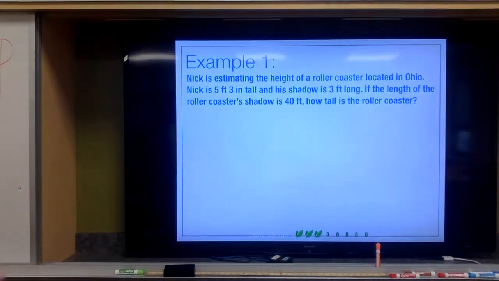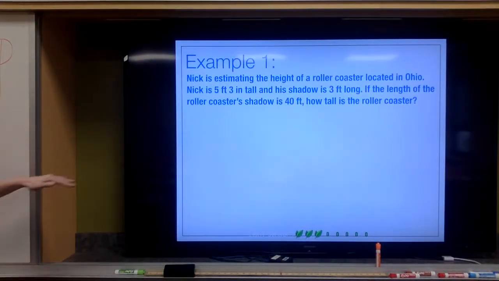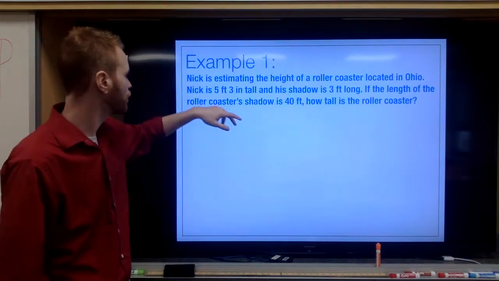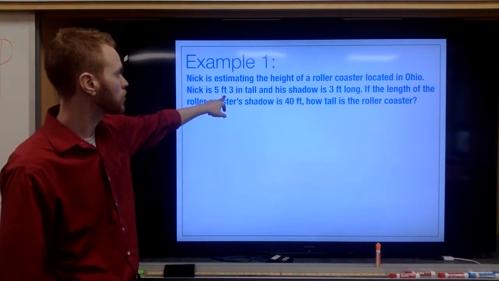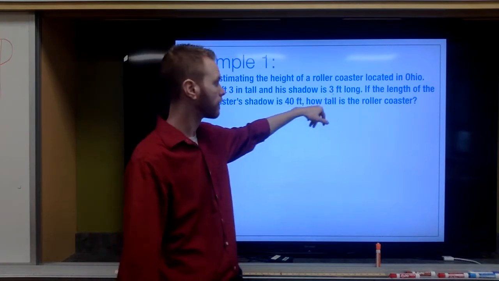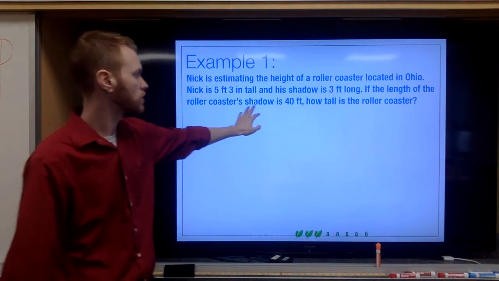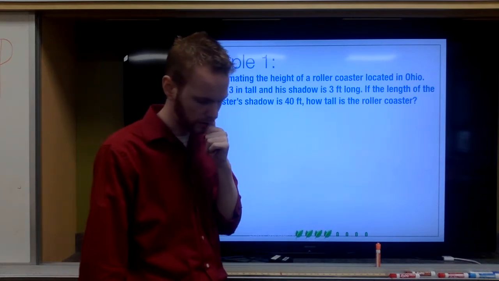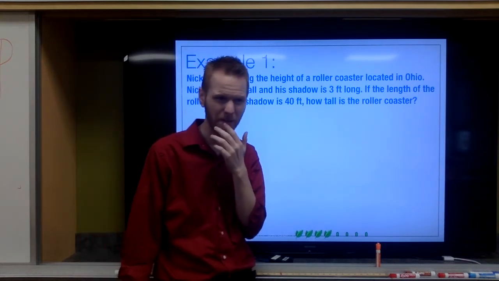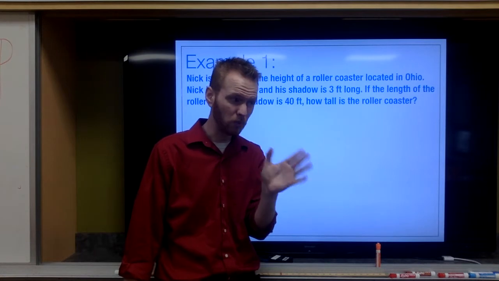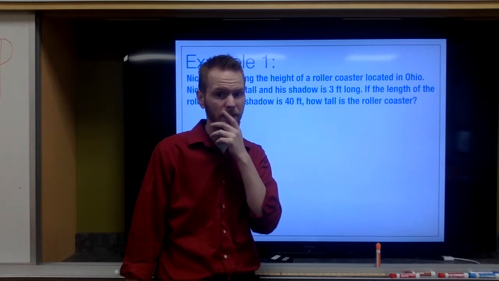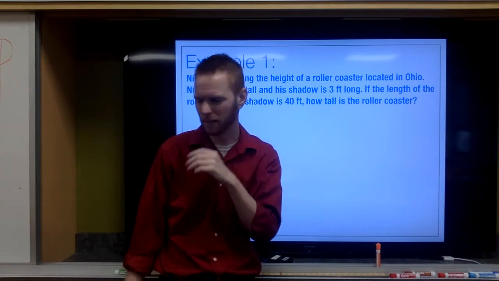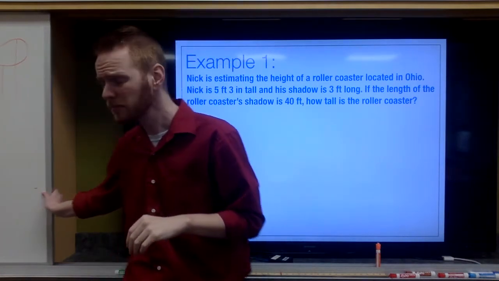All right. So example 1, we have here, Nick is estimating the height of a roller coaster located in Ohio. Nick is 5 feet 3 inches tall. His shadow is 3 feet long. The length of the roller coaster shadow is 40 feet. How tall is the coaster? Now you're probably thinking, shadow lengths? Really? Are we going to mess with those? We can use those for some level of accuracy. Okay? And like I said, this might sound similar to what you've done in the past.